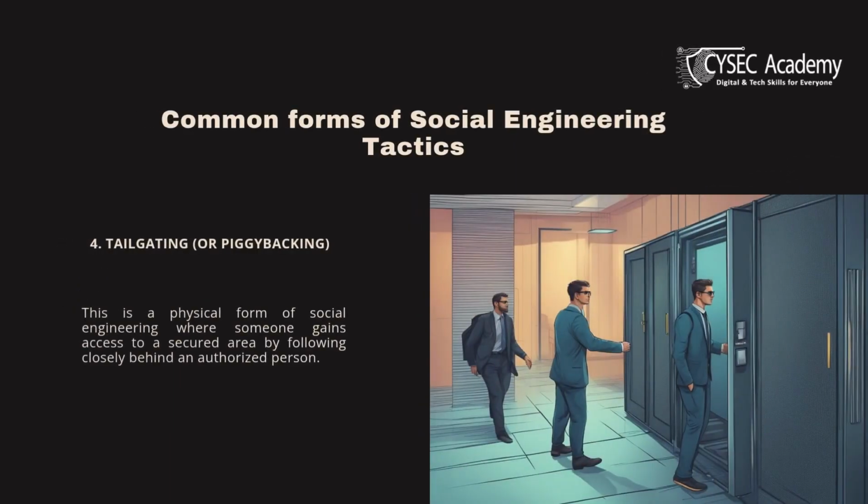4. Tailgating or piggybacking. This is a physical form of social engineering where someone gains access to a secured area by following closely behind an authorized person. For example, someone in a delivery uniform smiles, greets you, and casually follows you through the door into your office. Because they look official, you hold the door open.